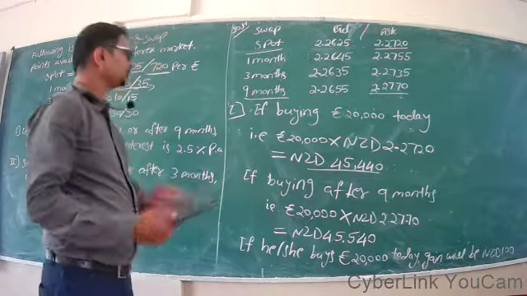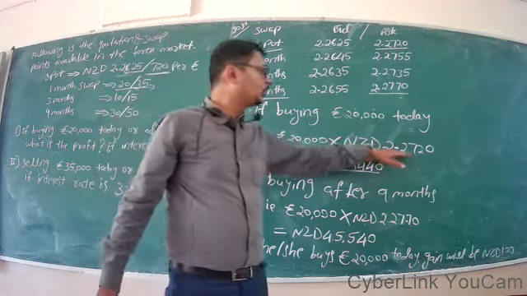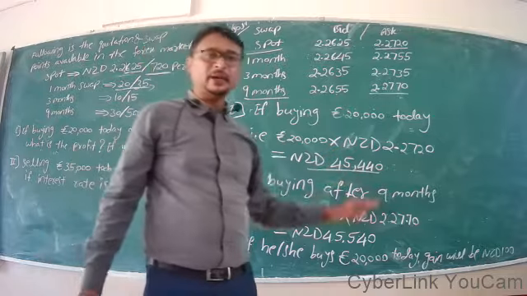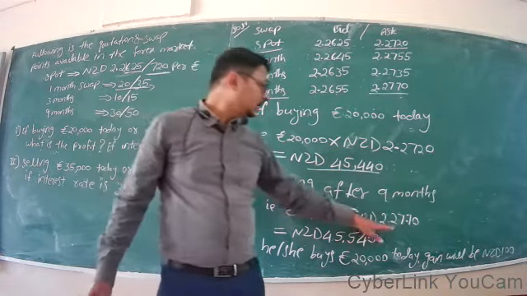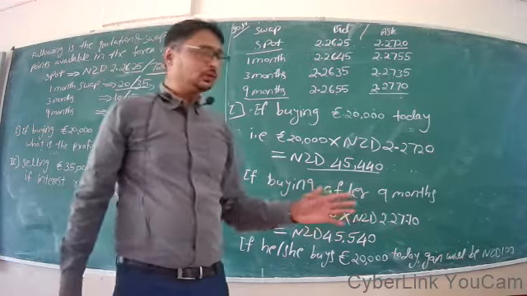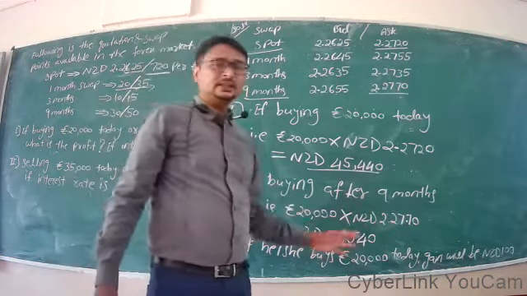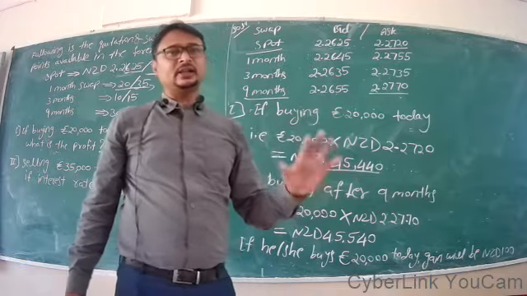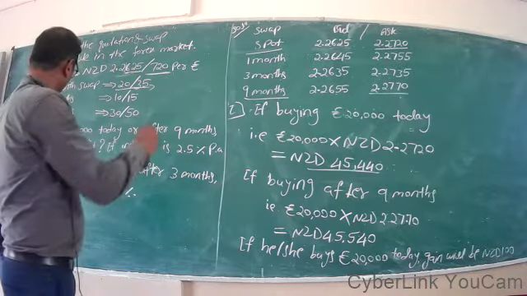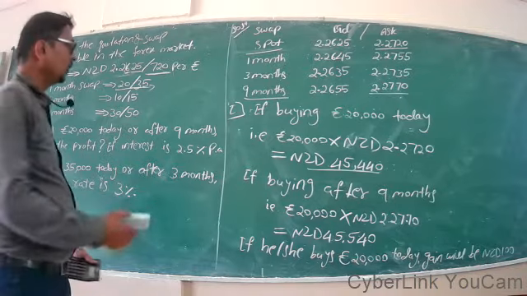That means if you are buying it today, you have to pay only 2.2720 per euro. You are buying 20,000 euros anyway. If you are buying after 9 months, you have to pay 2.2770 per euro, right? So you have to pay more after 9 months. So the ultimate gain will be paying it today itself and completing the transaction today, right? Now this is without interest.